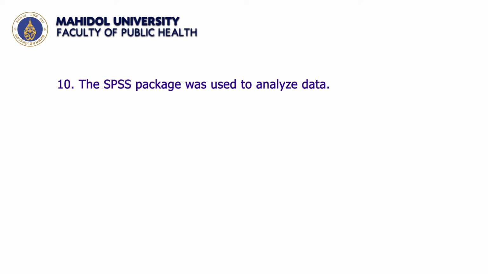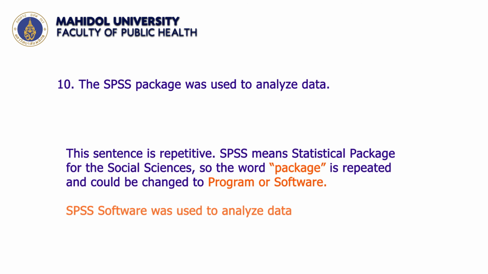The last one. The SPSS package was used to analyze data. This sentence is repetitive because SPSS, the software program that's quite widely available, means Statistical Package for the Social Sciences. So even though you don't see the word package repeated, the P in SPSS is the same as package. So what I suggest is we change the word package in the sentence to the word program or software. The SPSS software was used to analyze the data.